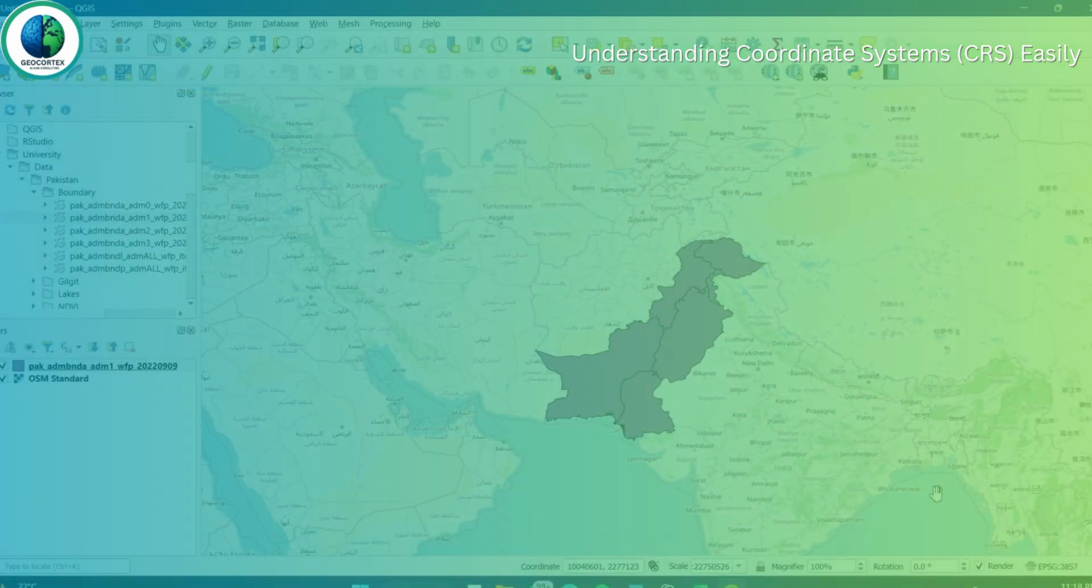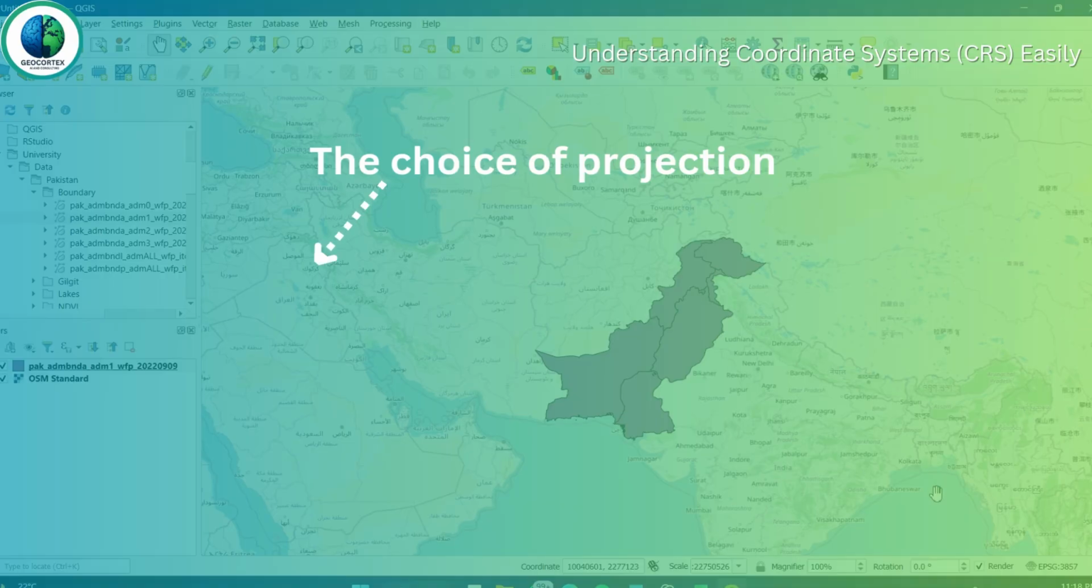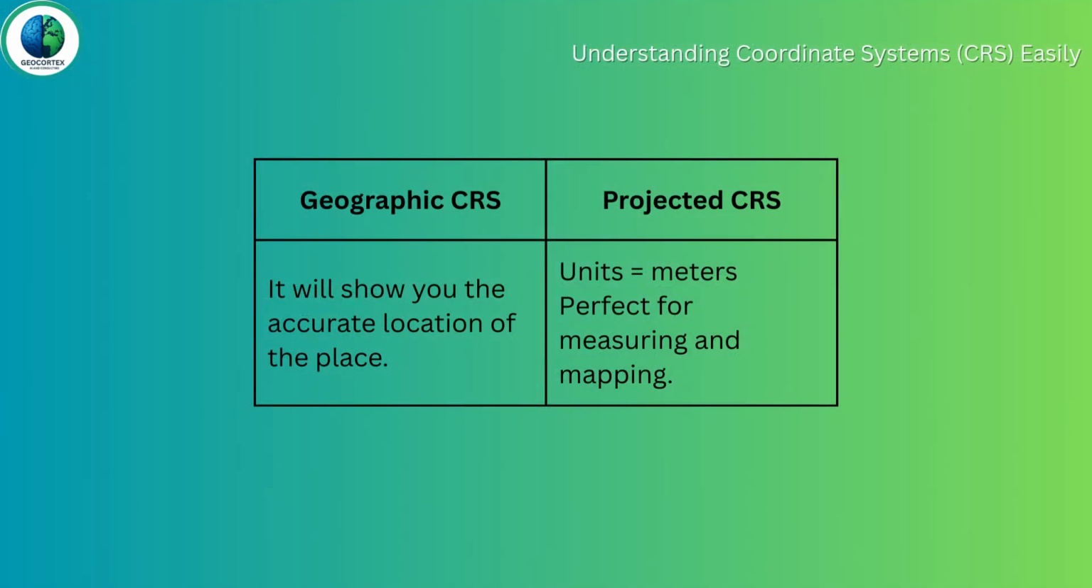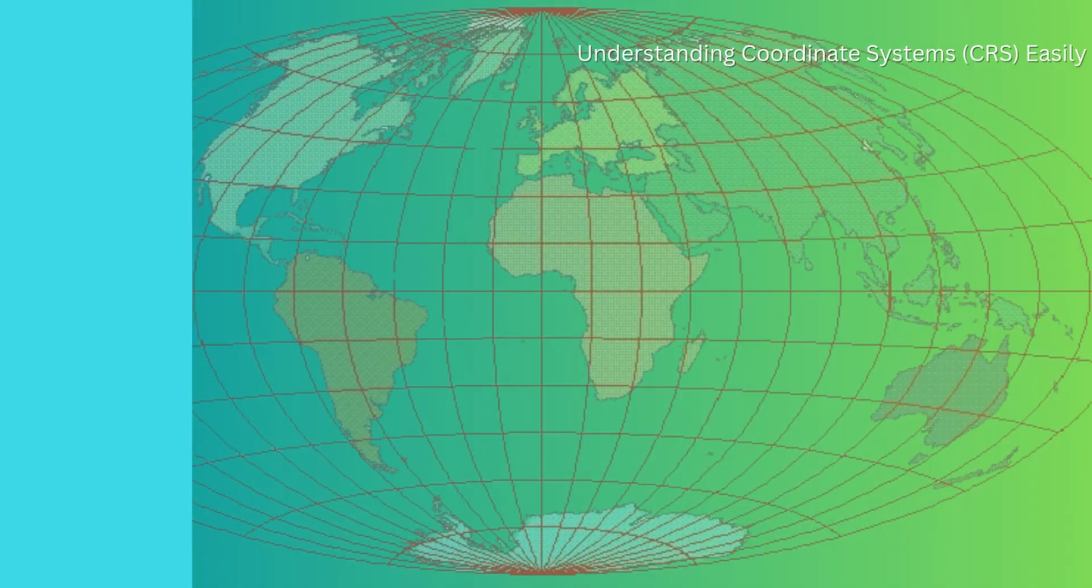So why does this matter? Because the choice of projection affects the distance, area, and accuracy. So if you use a geographic coordinate system, it will show you the accurate location of the place. But if you use a projected CRS like UTM, your units are in meters, perfect for measuring and mapping. And it is important to always choose a projection suited for our region and our purpose.